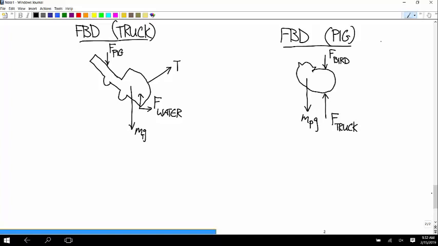Well, we'll get to that a little more. In this case, I sort of made some assumptions about what kind of force the pig is applying to the truck, and I didn't make any assumptions about the force the water is applying to the truck. But we'll talk about that case by case. Yes.